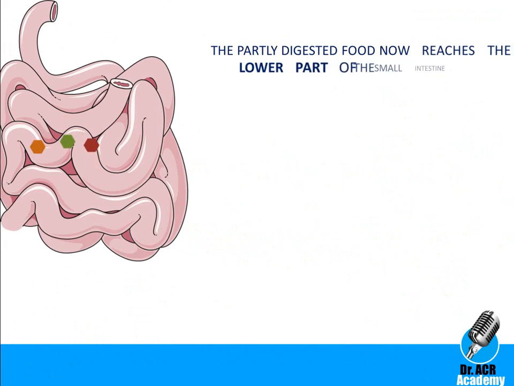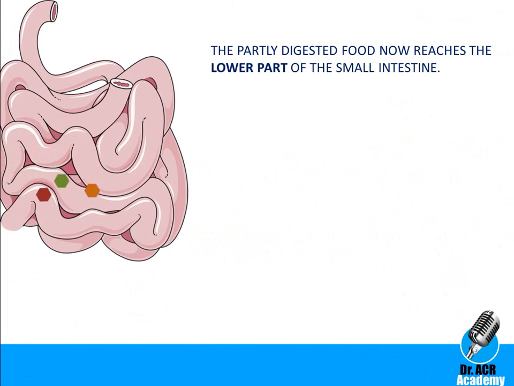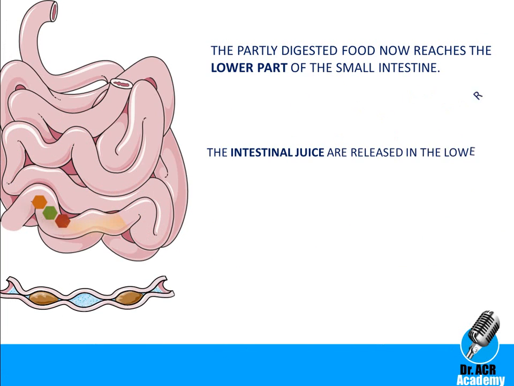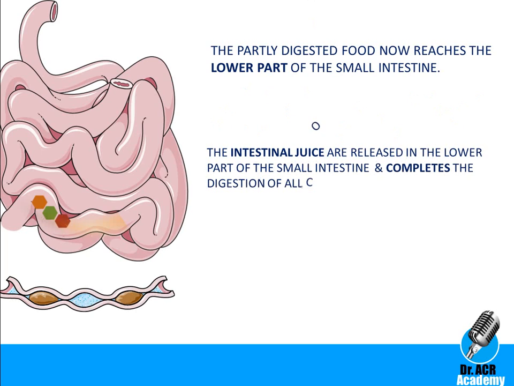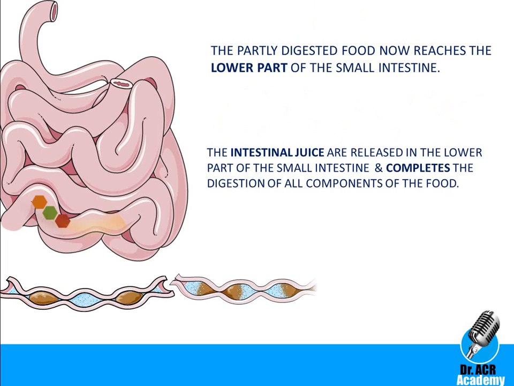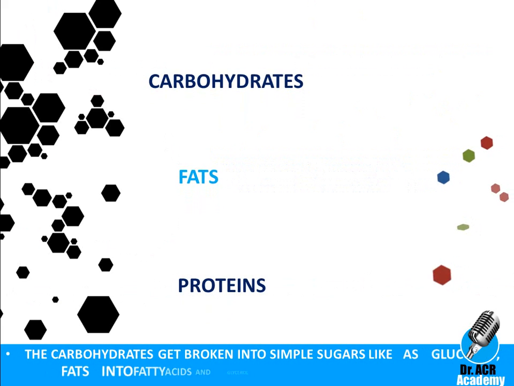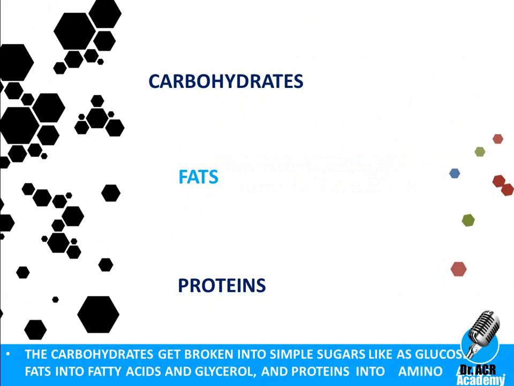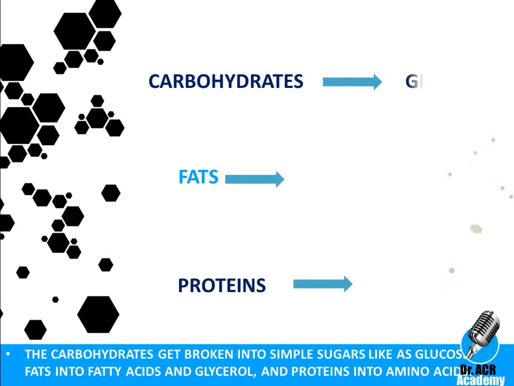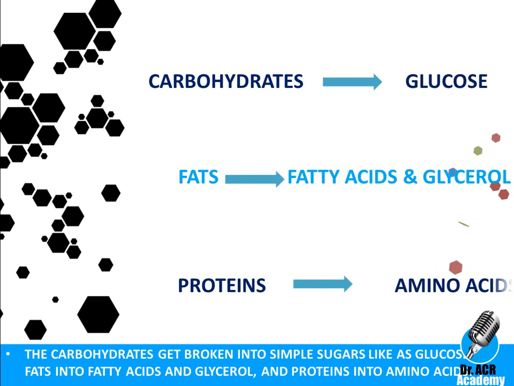The partly digested food now reaches the lower part of the small intestine. The intestinal juices are released in the lower part of the small intestine and complete the digestion of all components of the food. The carbohydrates get broken down into simpler sugar such as glucose, fats into fatty acids and glycerol, and proteins into amino acids.